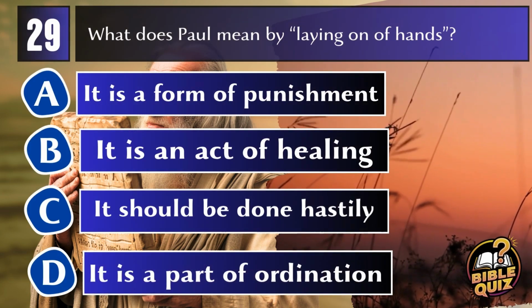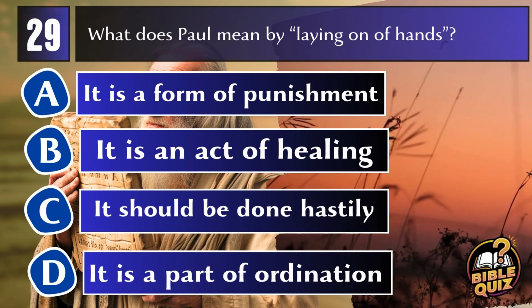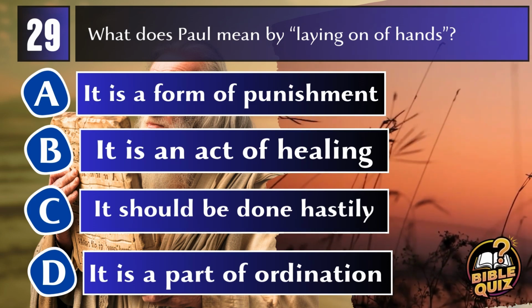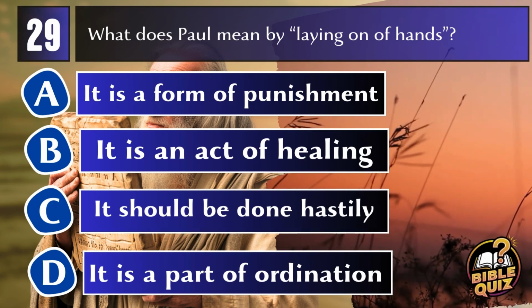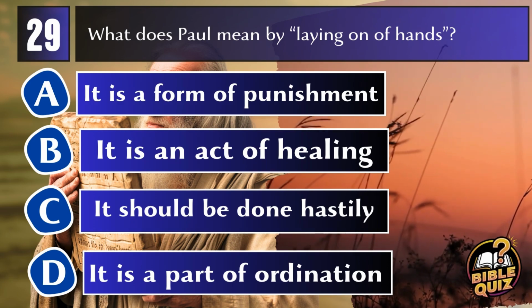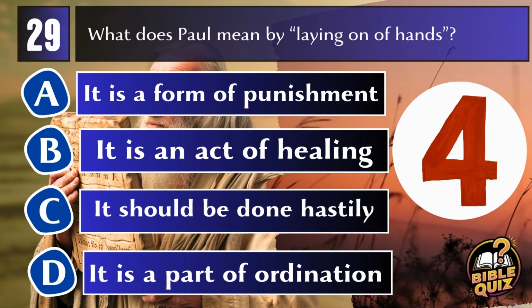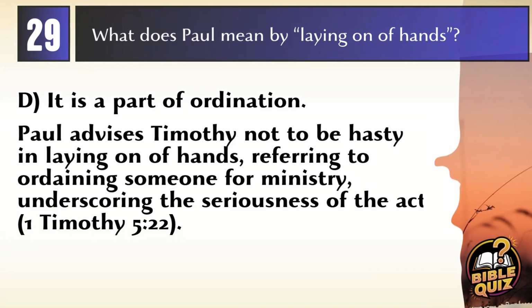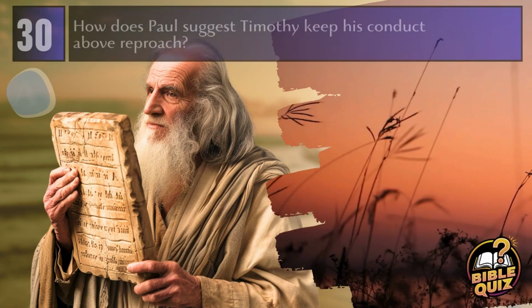Question 29. What does Paul mean by laying on of hands? A. It is a form of punishment. B. It is an act of healing. C. It should be done hastily. D. It is a part of ordination. Answer D. It is a part of ordination. Paul cautions Timothy not to be hasty in the laying on of hands, referring to the practice of ordaining someone to ministry, underscoring the seriousness of committing to this act. 1 Timothy 5:22.